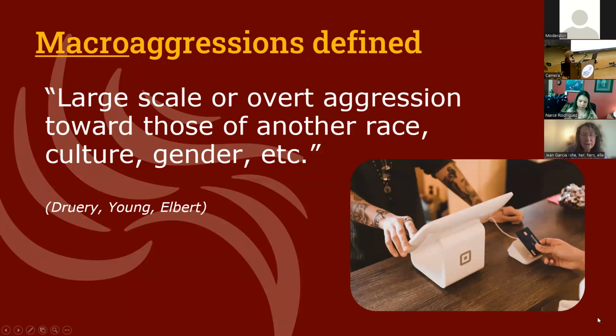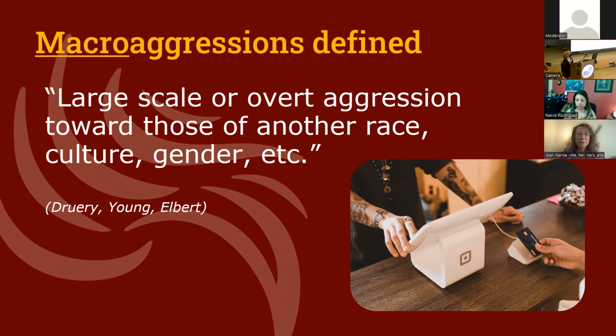So really quickly, there is sometimes a confusion around microaggression because folks automatically think of micro like in small. But when we think about microaggression, it's not necessarily something that's small. Micro is more on a smaller scale in regards to the number of people that might be affected. That's why we like to bring in this macroaggression definition, and it's a large scale or overt aggression towards those of another race, culture, gender, and etc. So we're talking large scale.